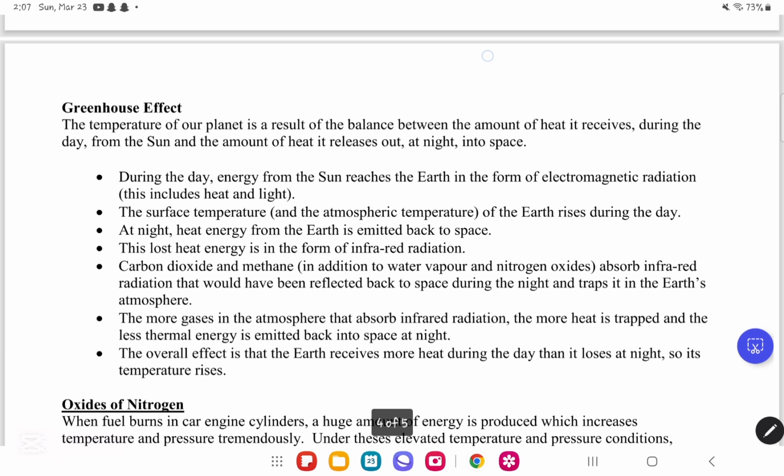Let's read over here. The greenhouse effect: the temperature of our planet is a result of balance between the amount of heat it receives during the day from the sun and the amount it releases out at night into space. During the day, energy from the sun reaches the Earth in the form of electromagnetic radiation. The surface temperature rises during the day and at night it cools down. This heat is lost in the form of infrared radiation, but because of the greenhouse gases, the infrared is not allowed to bounce back up.